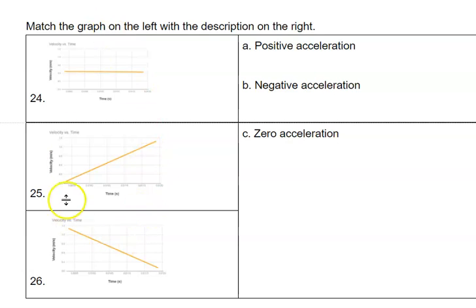Match the graph on the left with the description on the right. So graph 24 looks like this, graph 25 looks like this, and graph 26 looks like this. A, which one of these graphs shows positive acceleration? B, which one of these graphs shows negative acceleration? C, which one of these graphs shows zero acceleration? You can put the numbers here or draw lines to the graph.